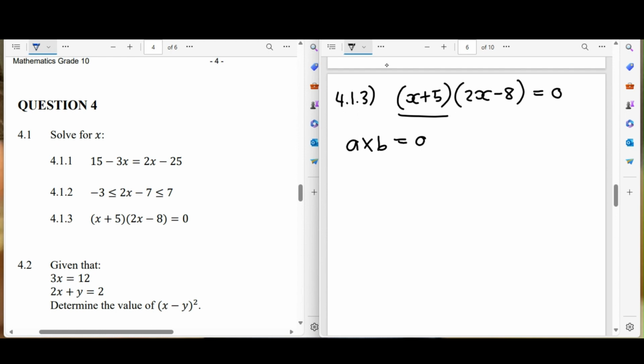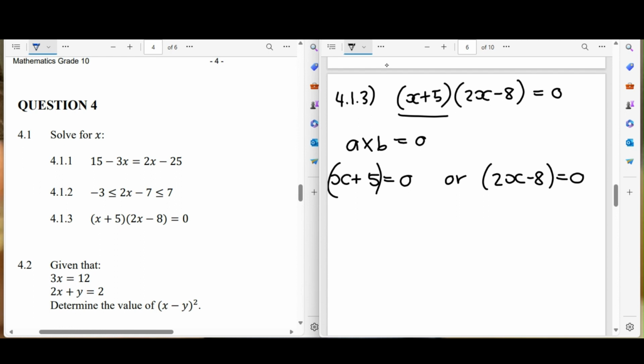so x plus 5 is equal to 0, or the second bracket could be equal to 0. So 2x minus 8 is equal to 0. Okay, and you're going to have two answers for this question.